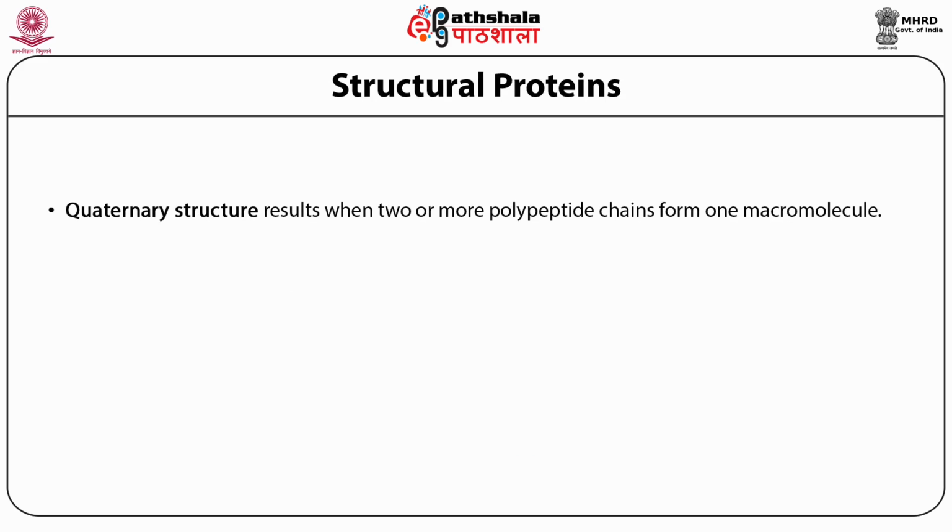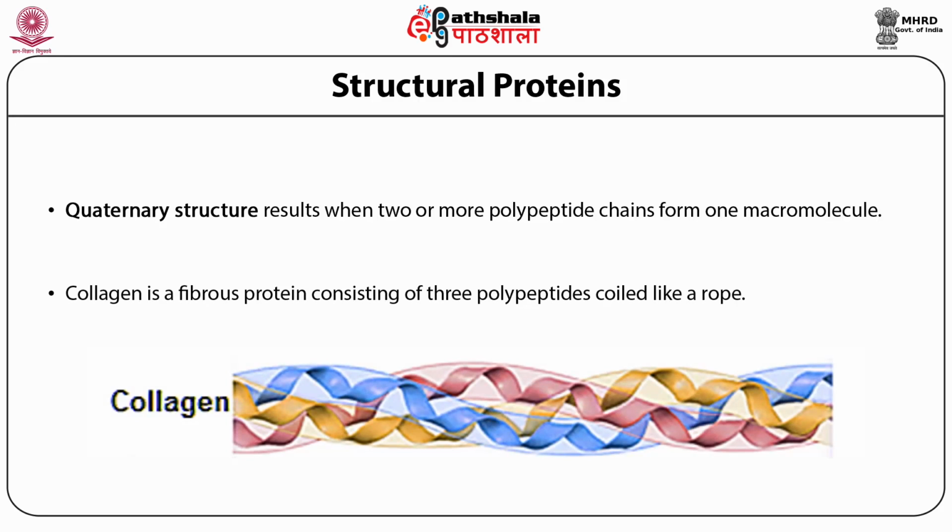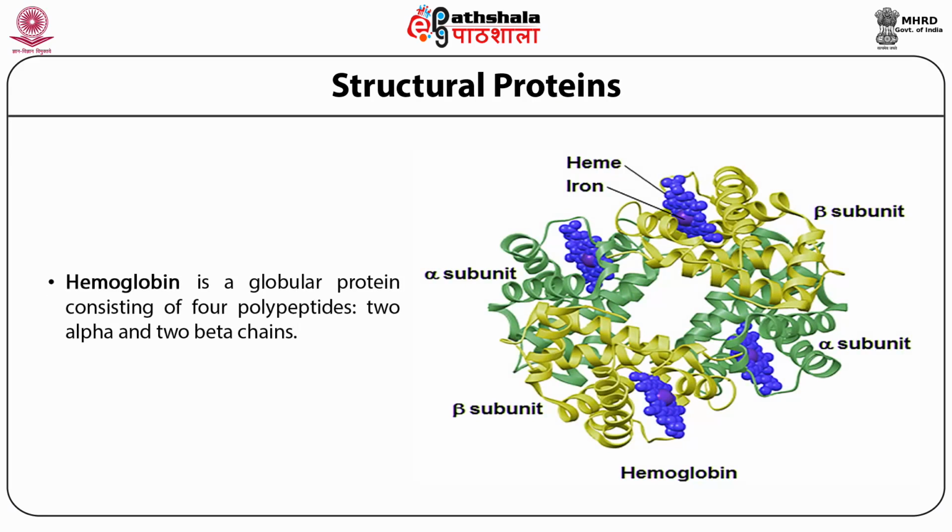Quaternary structure results when two or more polypeptide chains form one macromolecule. Collagen is a fibrous protein consisting of three polypeptides coiled like a rope, which is an example of quaternary structure of proteins. Hemoglobin is a globular protein consisting of four polypeptides, two alpha and two beta, which combined together give hemoglobin.